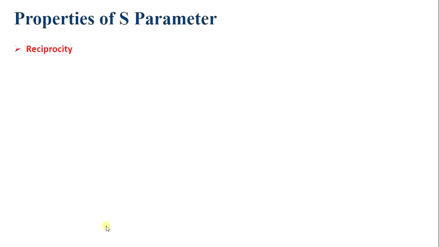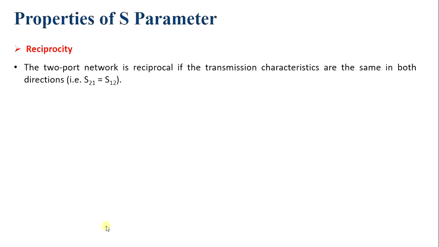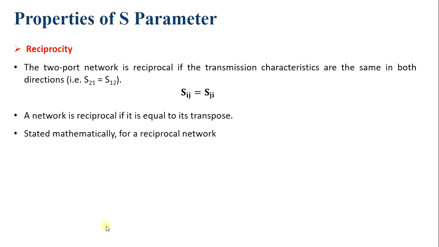Now we will see the properties of S parameter. The first property is reciprocity. The two-port network is reciprocal if the transmission characteristics are the same in both directions. That is, S21 is equal to S12, or simply we can say Sij equals Sji. A network is reciprocal if it is equal to its transpose. So it can be mathematically stated as S is equal to S transpose. So you can see the S transpose of the scattering matrix is shown over here.